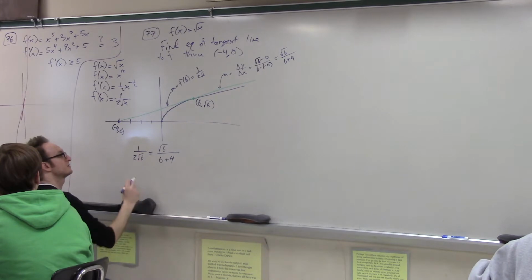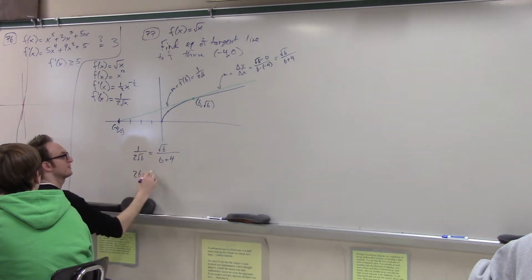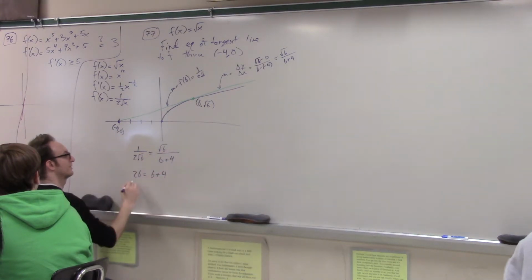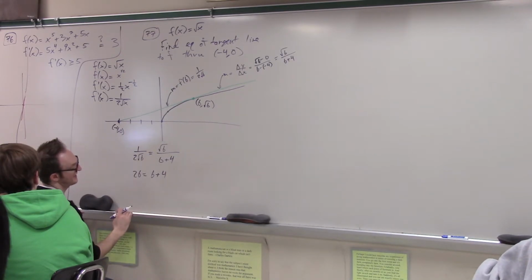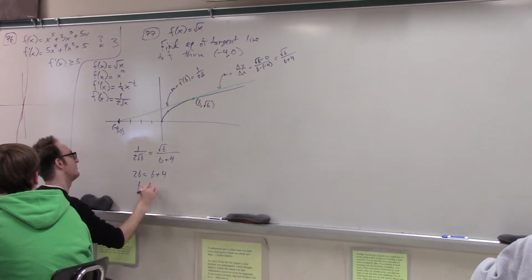Now I need to do some algebra. So cross multiply. I just assume everyone's perfect at algebra at this point, but this is pretty easy. And I guess I get b is 4, right? Did I do that right? Yep. B is 4. Bam!